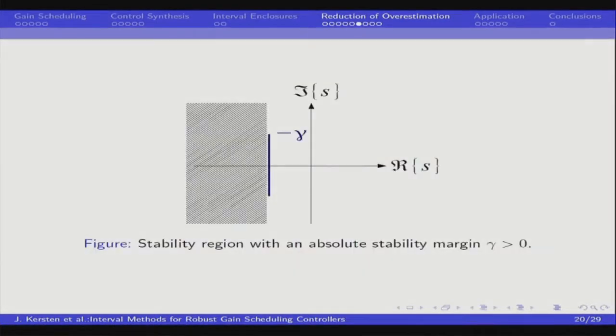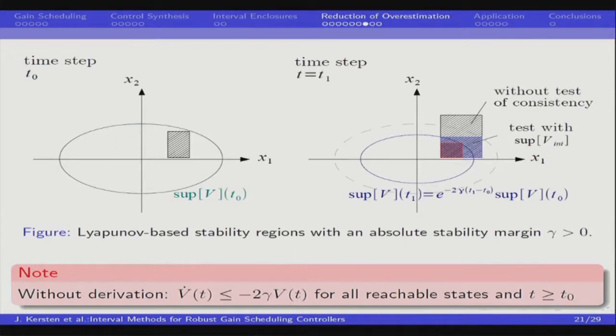So another graphical exchange. Here we have the stability region with an absolute stability margin gamma, with a positive gamma. That means that the cross-hatched area is our stability region. For our Lyapunov-based stability region, it means for the first time step, we calculate the Lyapunov stability region, and our interval box is within this region.